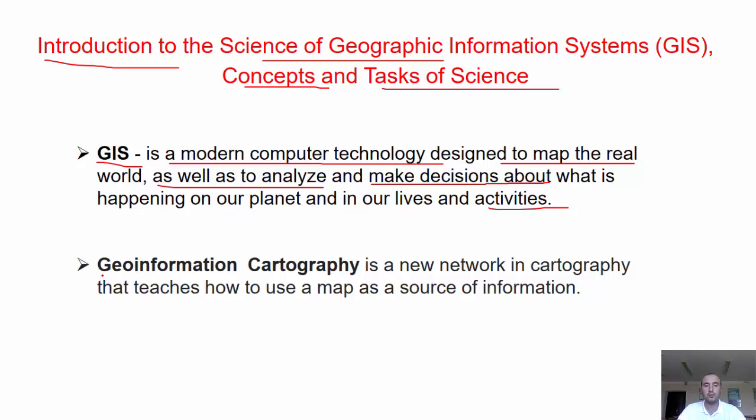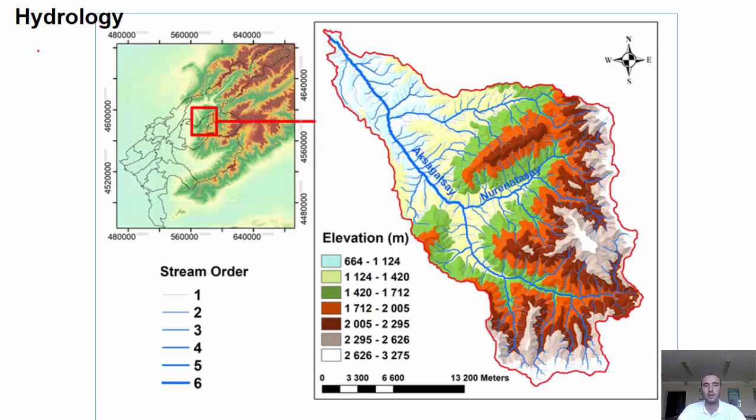Also, there is a new subject, geoinformation cartography. It is a new branch in cartography that teaches how to use a map as a source of information. And also GIS nowadays is used widely around the world.